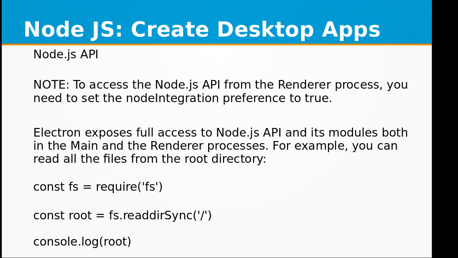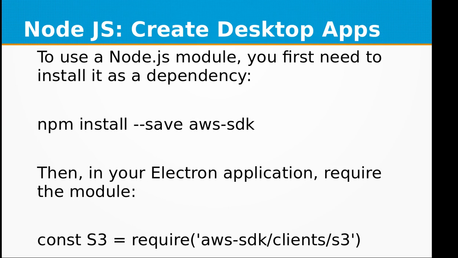To access the Node.js API from the renderer process, you need to set the nodeIntegration preference to true. Electron exposes full access to the Node.js API and its modules both in the main and the renderer processes. For example, you can read all the files from the root directory. So you can use the file system module of Node.js and use that module to fetch the files from the root directory and so on. To use a Node.js module, you first need to install it as a dependency. So you can install it by using npm install. Then in your Electron application, require the module.